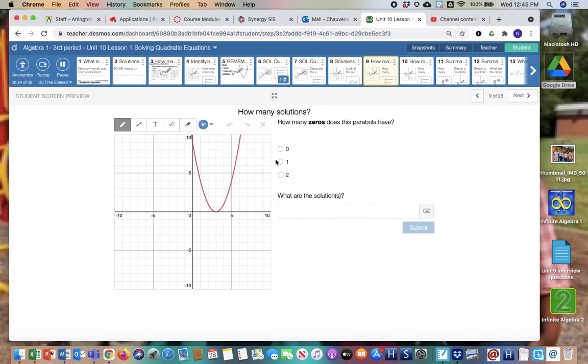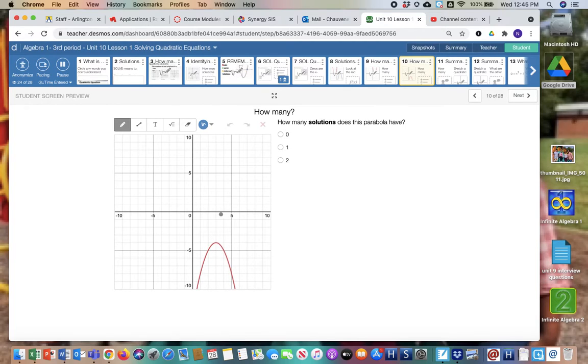Alright, so another one like that. How many zeros does this have? Well, it hits one time right there. So 1. What's the solution at? Well, let's just count. 1, 2, 3. 3, that's it. It's a 3. Okay, so it's really just looking at the graph here, right? So what about here? Does this cross the x-axis? No. So why does it have no solutions? It never crosses the x-axis, right? And that's it. We're just looking at that x-axis.